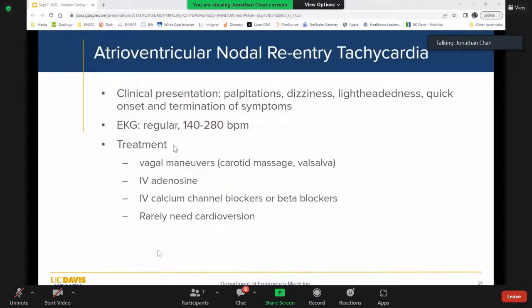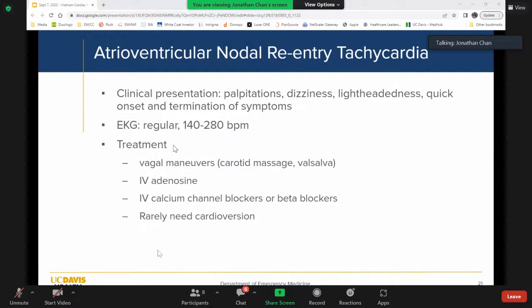So AVNRT has similar symptoms. You can have palpitations, you can have dizziness, you can have lightheadedness. And one of the key clinical things about AVNRT is that you have very quick onset and termination of symptoms. So patients can come in, they feel a little dizzy, they feel their palpitations going on, then it suddenly goes away. And it happens again and it goes away again. So it kind of comes back and forth, and that's a pretty common clinical presentation for this AVNRT type rhythm.